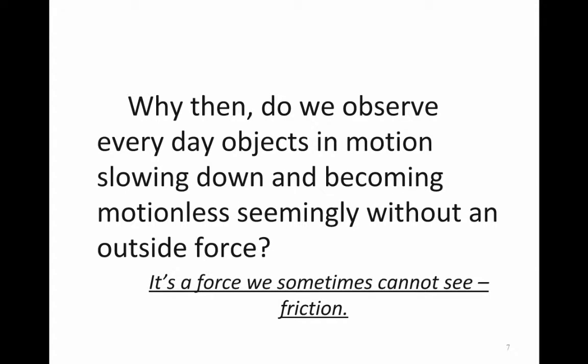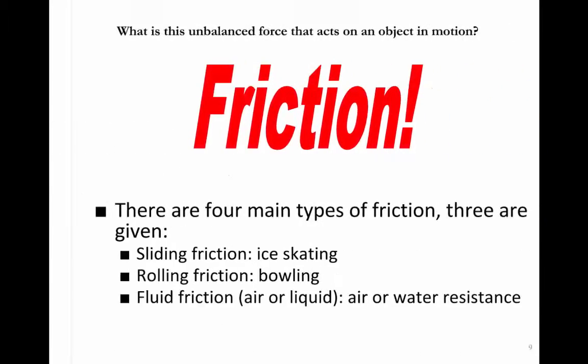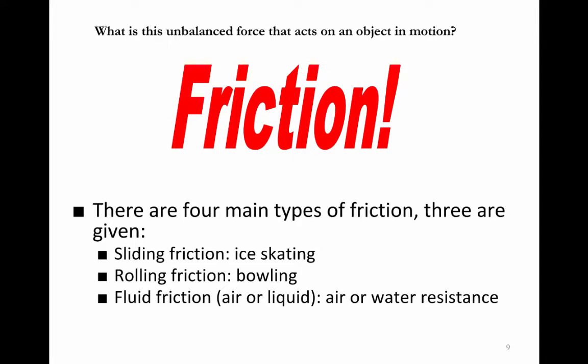So why then do we observe everyday objects in motion slowing down and becoming motionless, seemingly without any outside force? It's the force we can't see, friction. Objects on Earth, unlike the frictionless space the moon travels through, are always under the influence of friction. And there are four main types of friction. Three are sliding friction, like ice skating, rolling friction, like bowling, and fluid friction, which could be air or liquid.